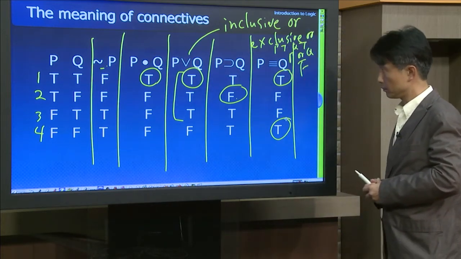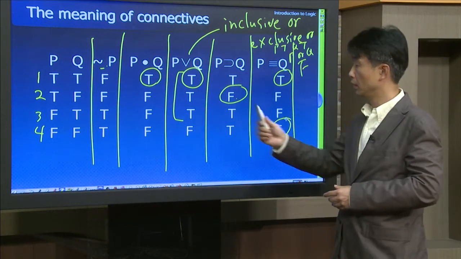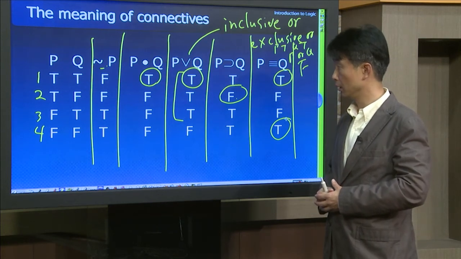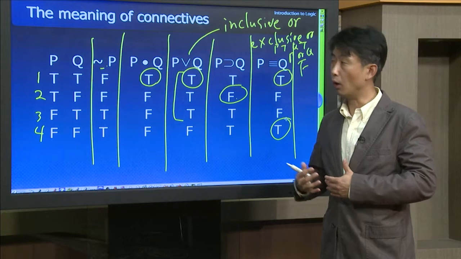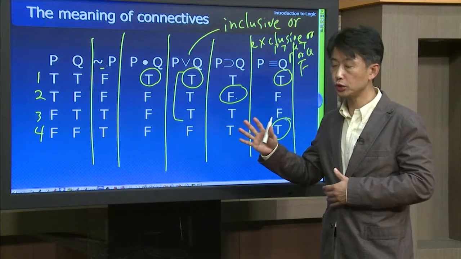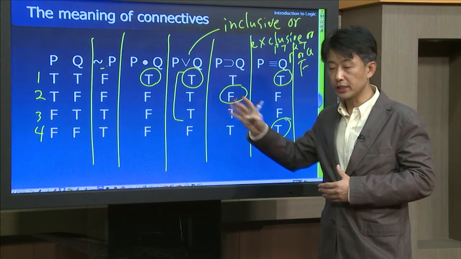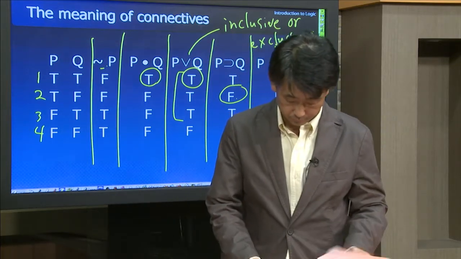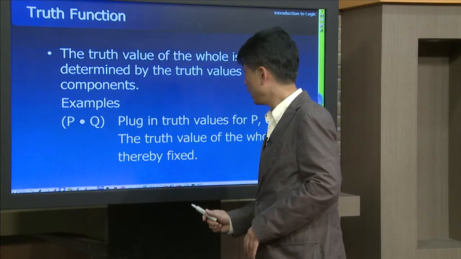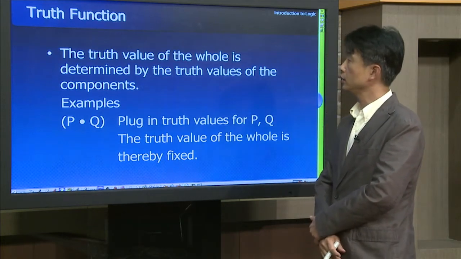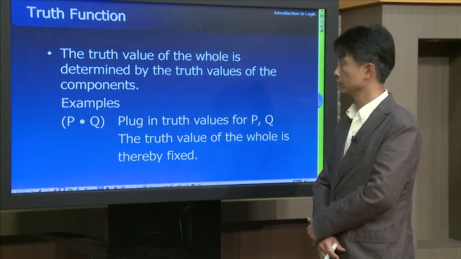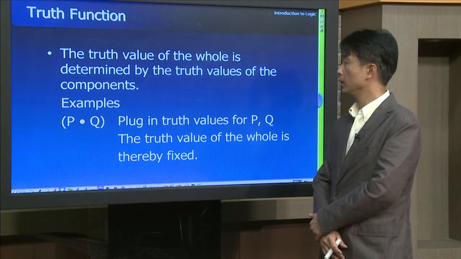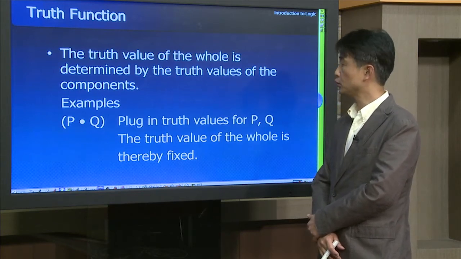All right, so this table summarizes the meaning of the connectives. It gives the precise meaning of these connectives, so we will use these connectives precisely in the sense specified in this truth table. In the book, you see the expression called truth function. What is a truth function? The truth value of the whole is determined by the truth values of the components.